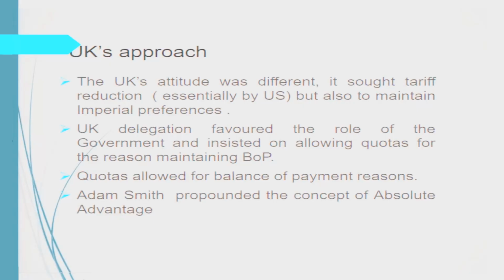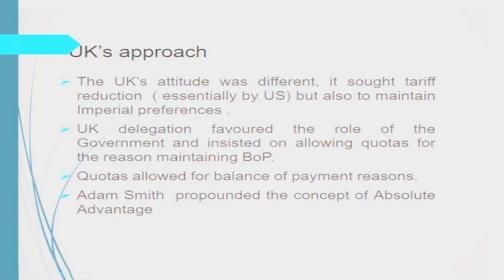Quotas allowed for balance of payment reasons. That led to the emergence of a new system, that is, to maintain quotas. Even if Britain is not giving preference to Indian goods, and India is not giving preference to British goods, at least fix some quotas, so that we can have 10 quintals of wheat from Britain without imposing any tariff, and Britain having 10 quintals of rice from India without imposing any tariff.